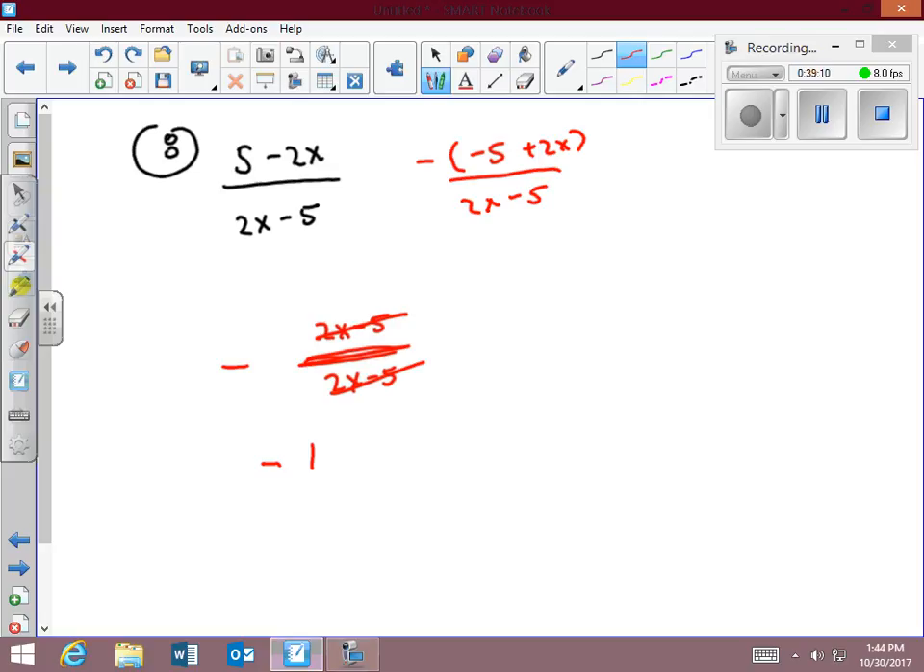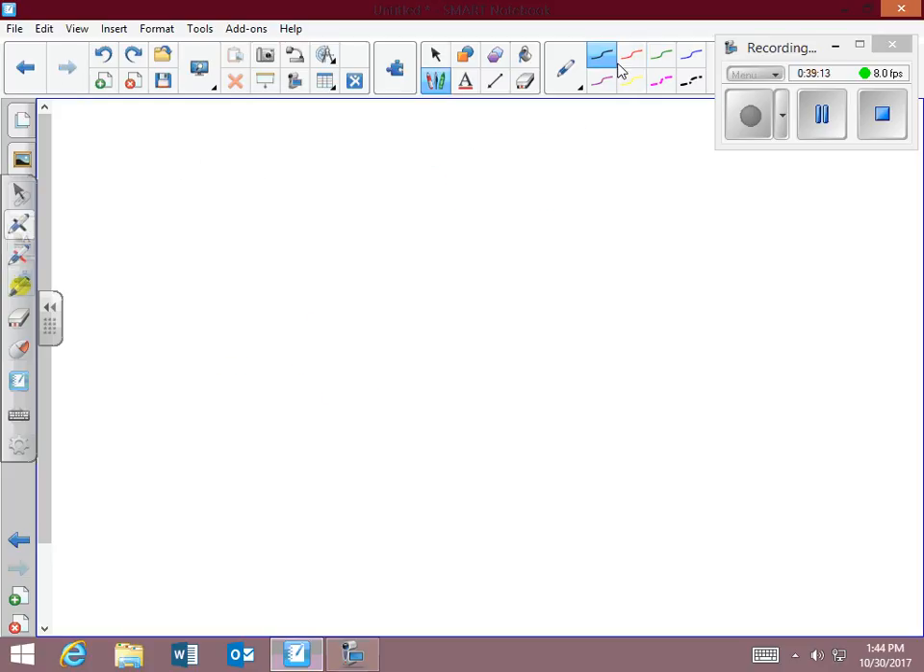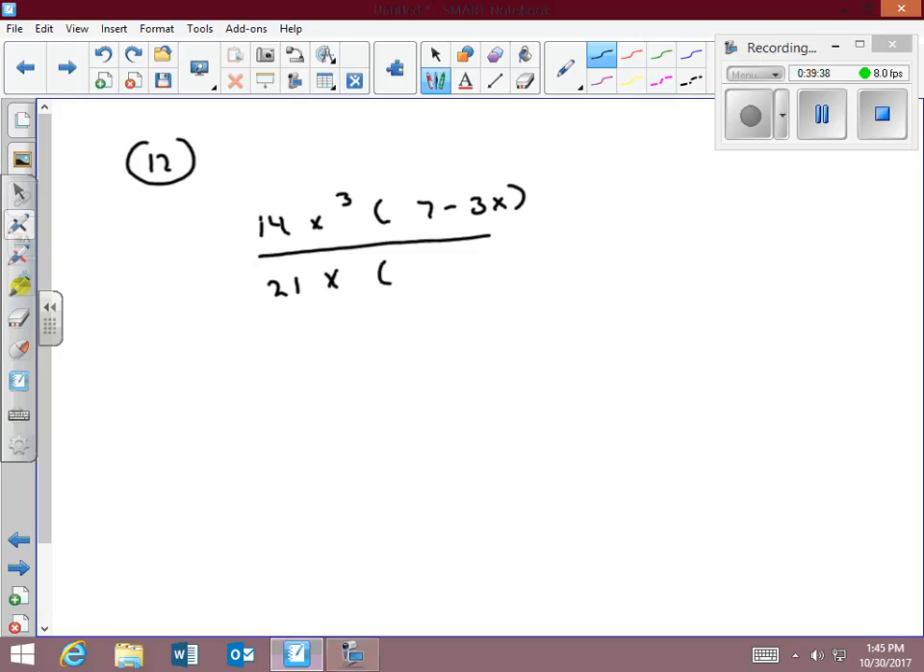Okay, the next one, 12. It says, I want to write this thing down: 14x cubed times (7 minus 3x), and then 21x times (3x minus 7).